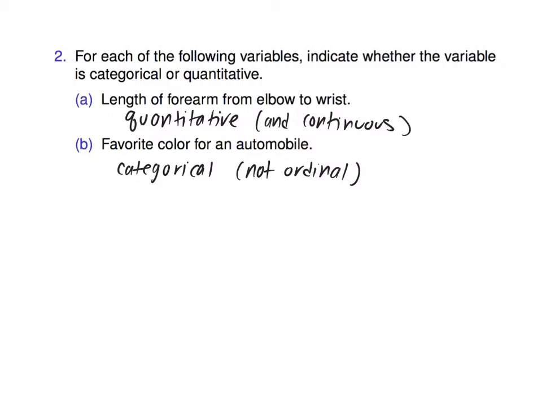Good examples of ordinal variables are things like your rating of how worthwhile this class was to you. Worthwhile, meh, in the middle. Things like that, on surveys.